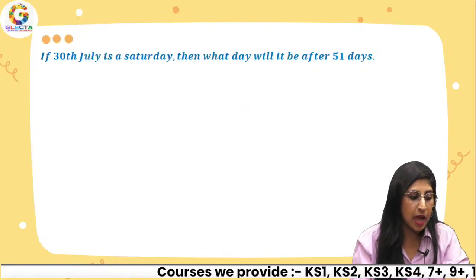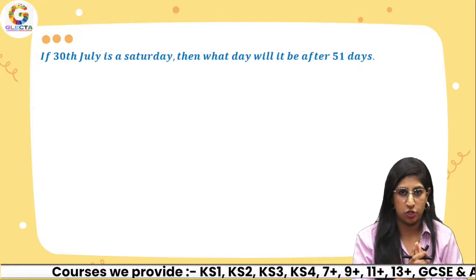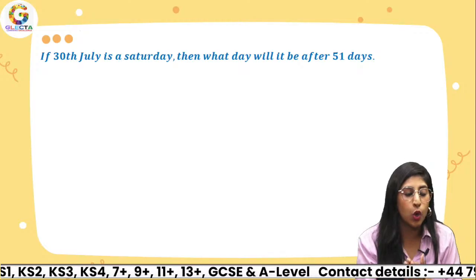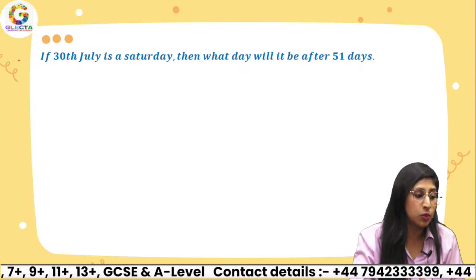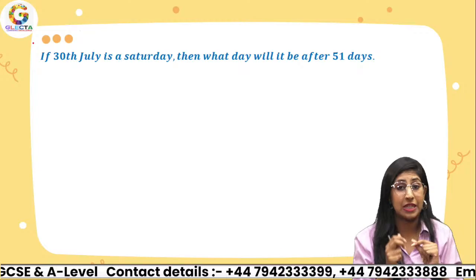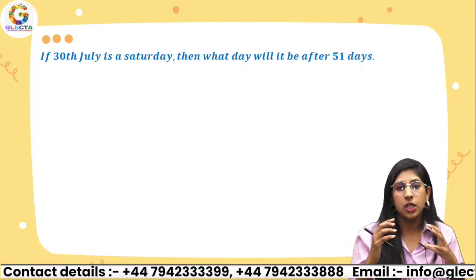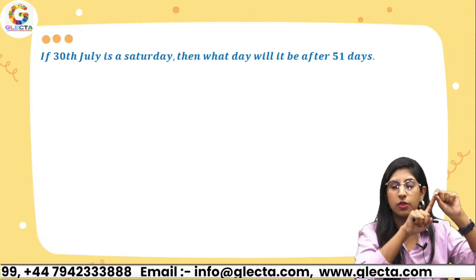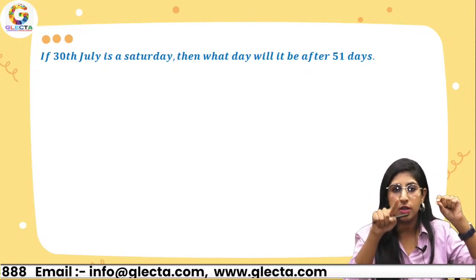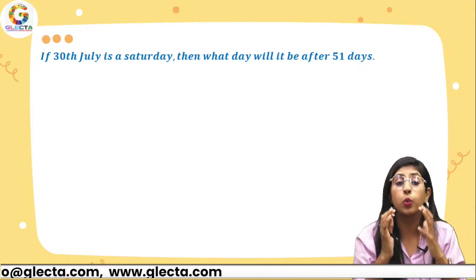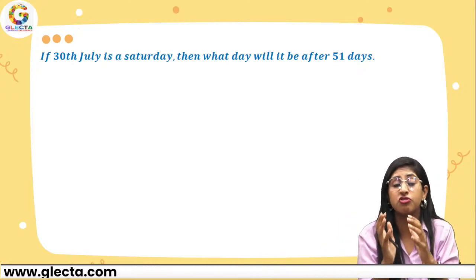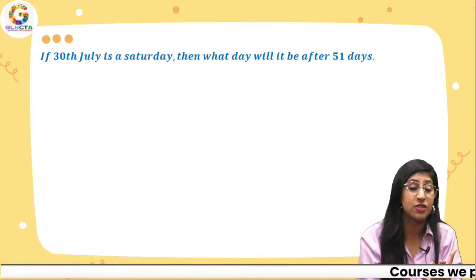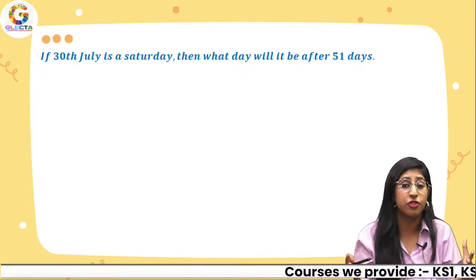Simple. Now, moving on to the next question. If 30th July is a Saturday, then what day will it be after 51 days? Now this is a little tricky and this is a very nice trick. Don't start counting. What people do is, 30th July Saturday, then 31st July Sunday, then 1st August Monday, and they keep on doing it, which is extremely time consuming in your exams, right? So you don't have to do that.